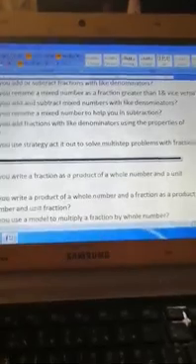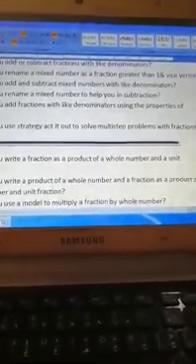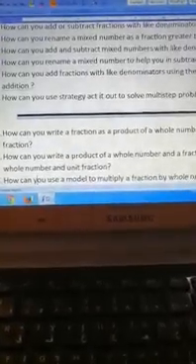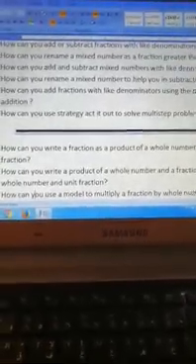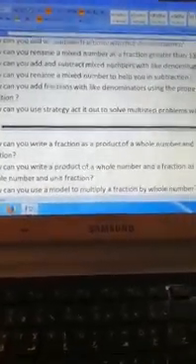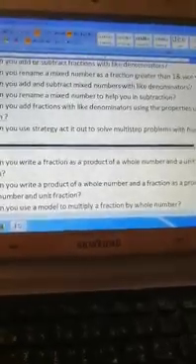how can you use the strategy act it out to solve a multi-step problem with fractions? Here try to create any problem, a simple one, but a multi-step problem using a fraction, okay? Use your strategy to explain your problem.